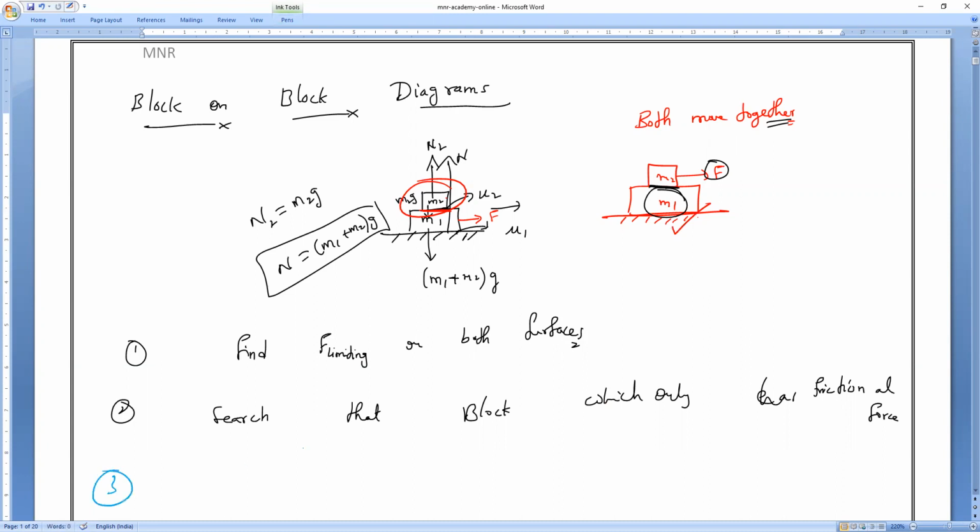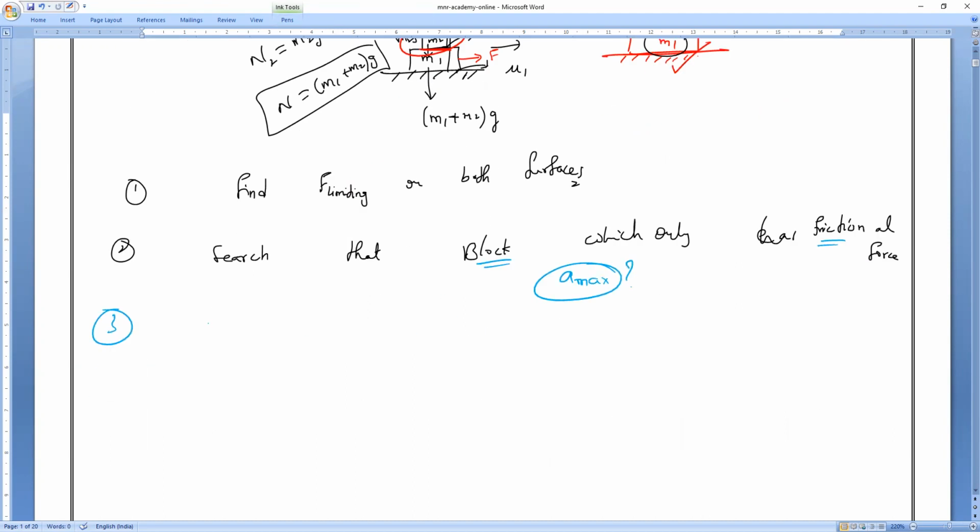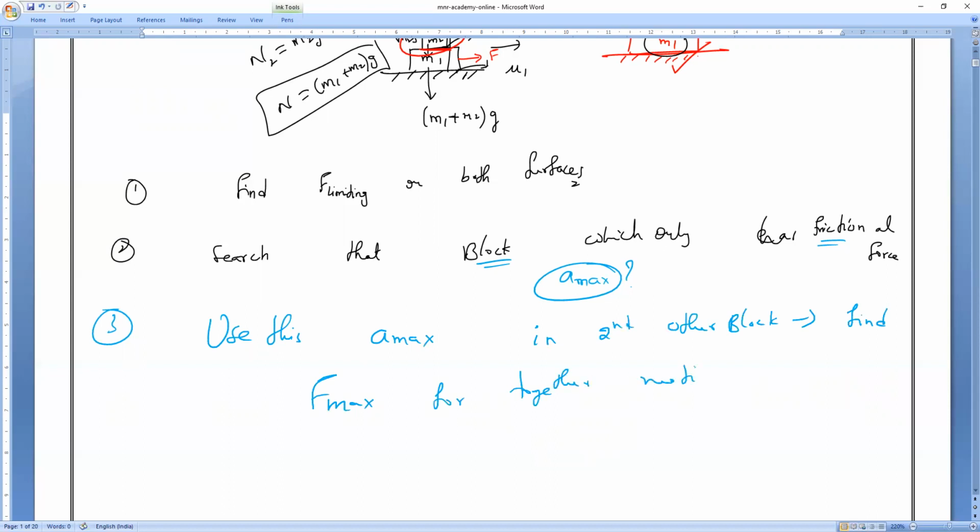Then, third one. After finding the block which has only frictional force, immediately we have to find the maximum acceleration. Use this a maximum for the other block, and find the maximum force F max for together motion. Do you understand, Rudreswar? I'm trying to make the concept clear so that all of you can understand. Based upon this, we solve one question. Of course, that question also I'll teach you.